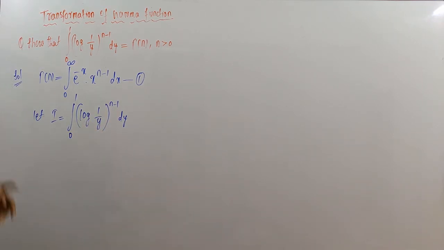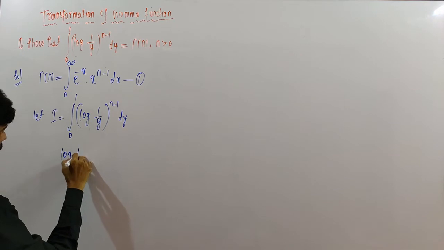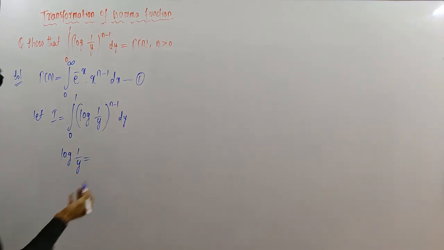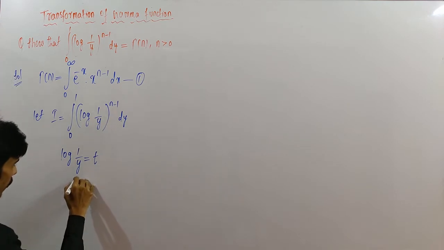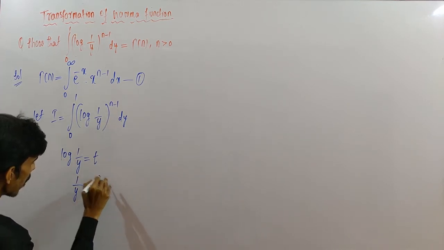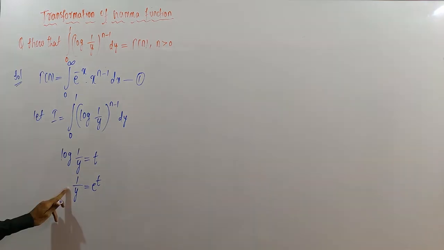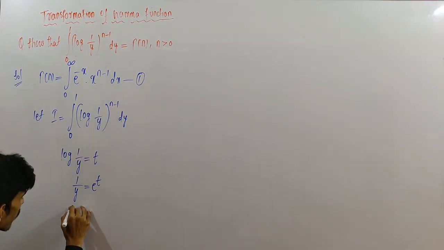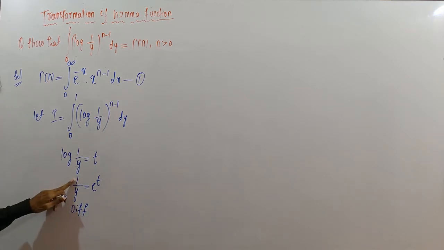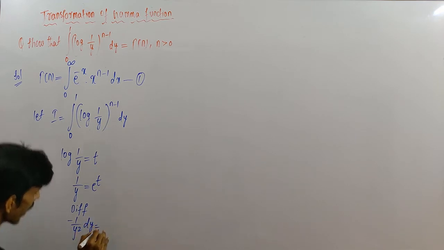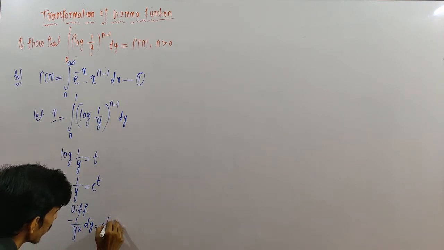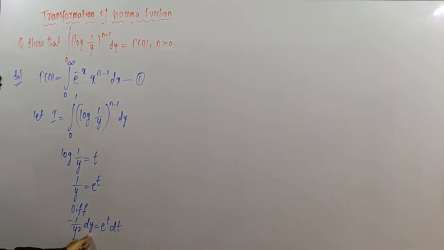Here we have log 1 by y. Let us consider this as some dummy variable, let us take t. Let log 1 by y is equal to t. So when we send this log to that side, it will become e power t. We have 1 by y is equal to e power of t. Now differentiate this with respect to t. Derivative of 1 by y will be minus 1 by y square dy. Derivative of e power of t is e power t into dt.